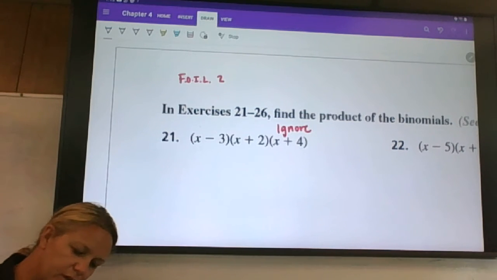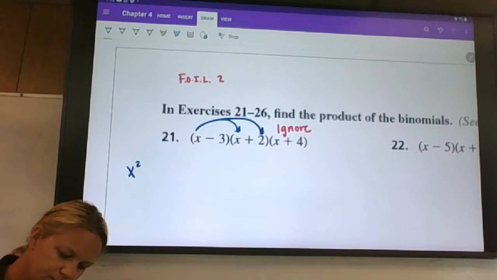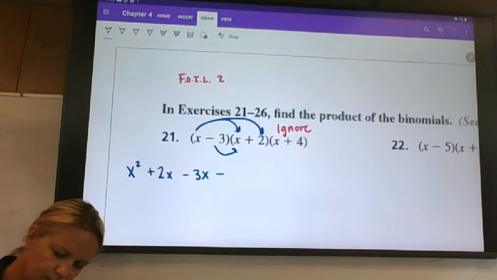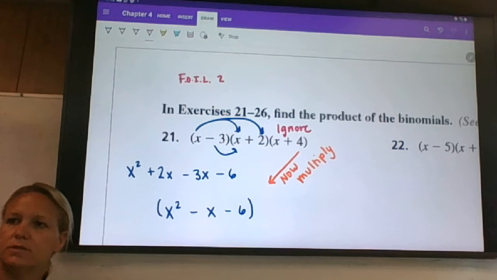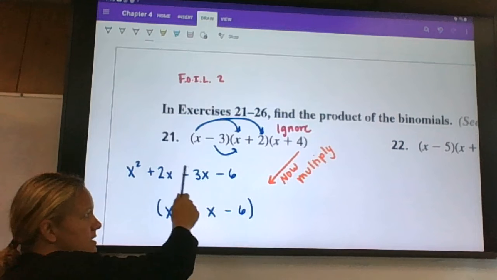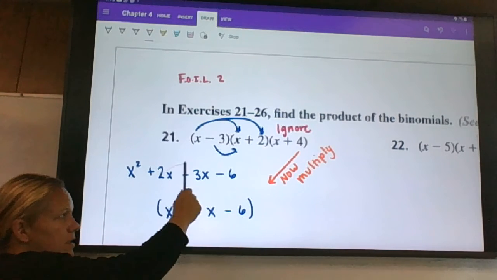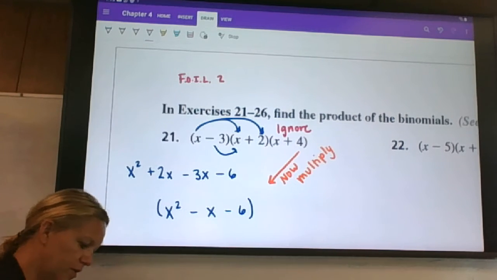Let's go ahead and FOIL the first 2. So I ignore number 3, do my first, outer, inner, last, combine these like terms in the middle, and now I will bring in the number 3 I ignored.